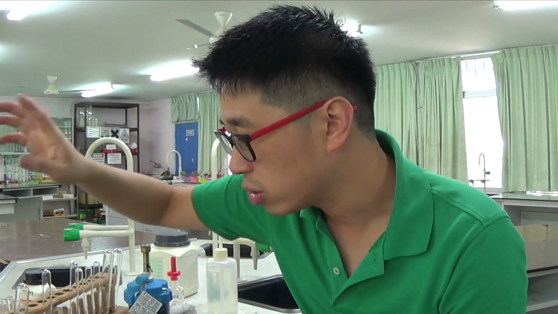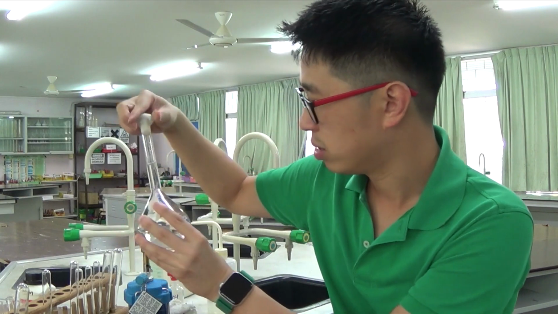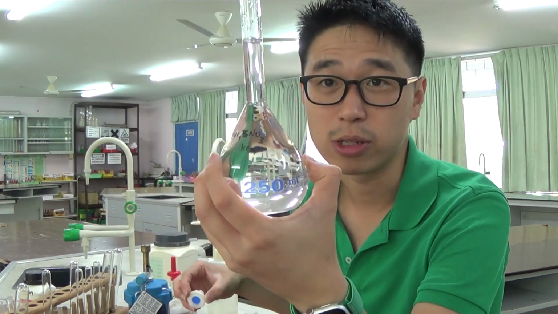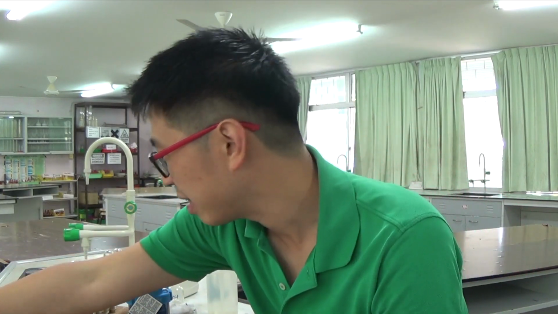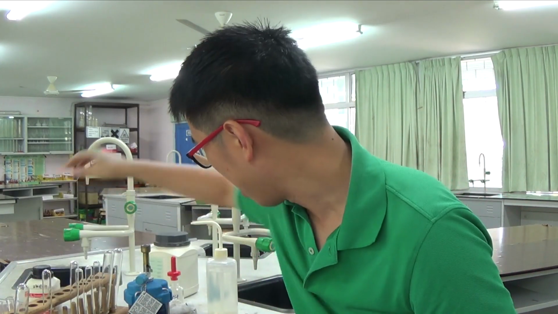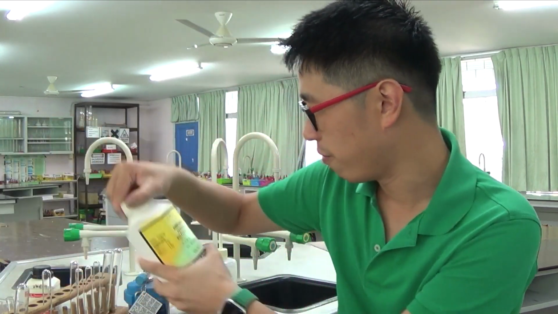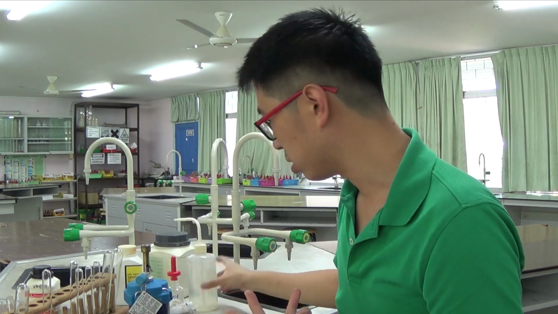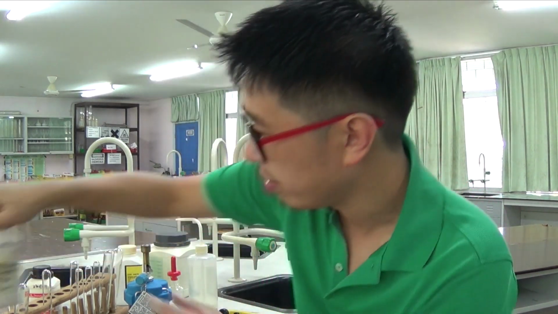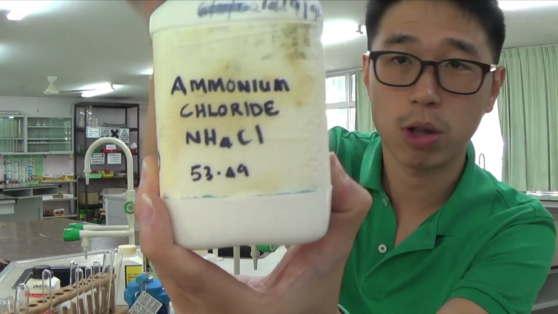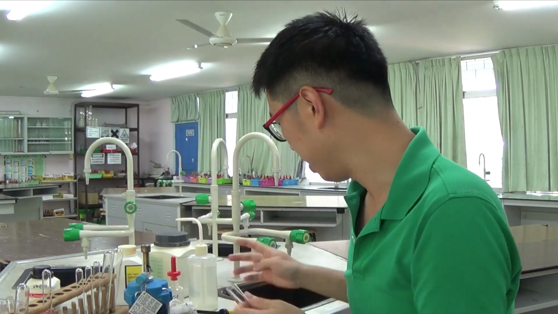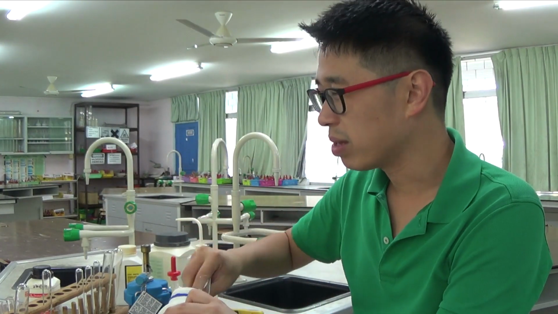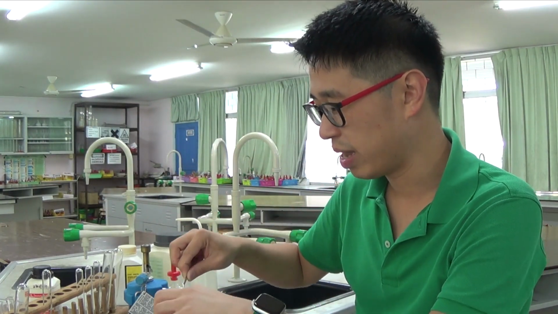Actually, before I do that, I should really take out my solution first. I'm just worried that it's not concentrated enough. So ideally, I have the solution ready, but for this particular purpose, I'll just make up a little bit more of the solution, because I know I can make it more concentrated. I forgot where I have my ammonium chloride. So this is ammonium chloride. I'll just make up a little bit more of the solution, because I forgot what concentration my solution was the other day.